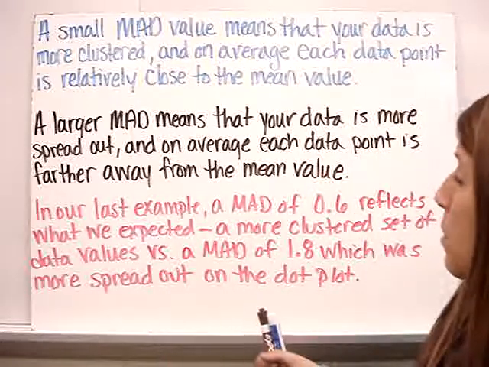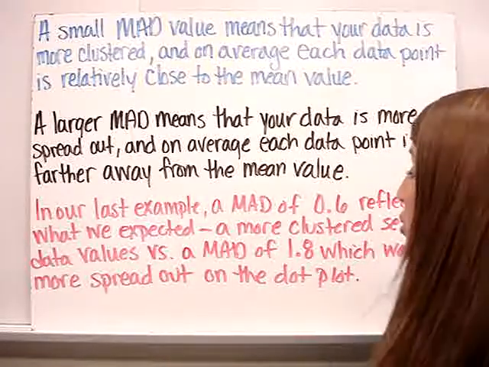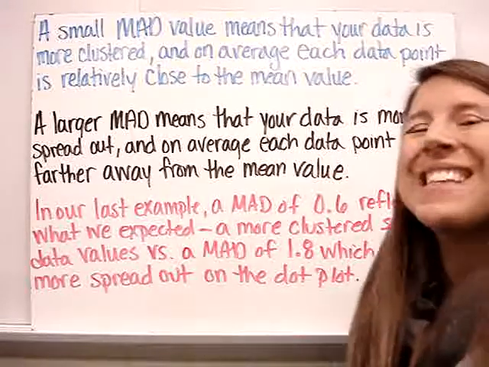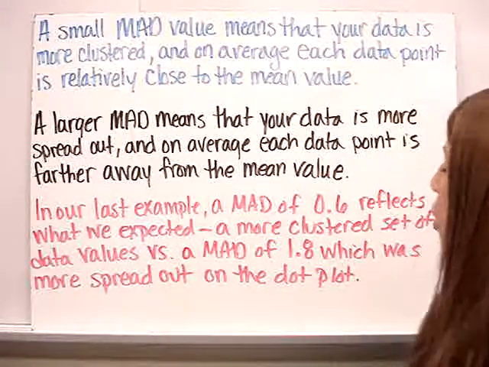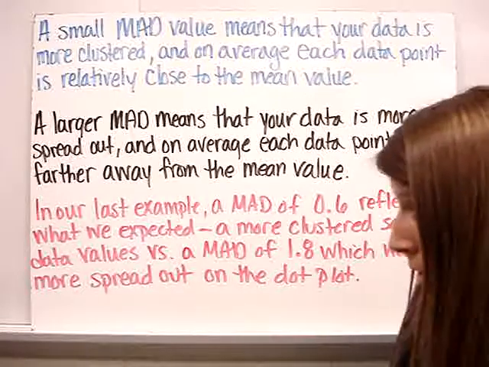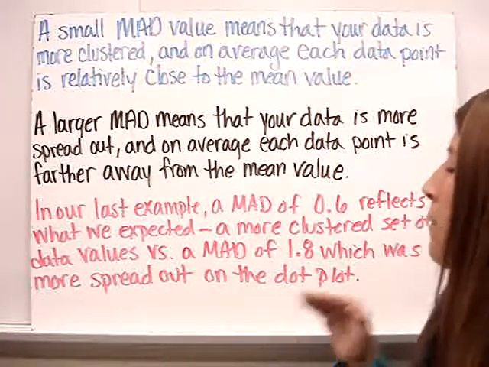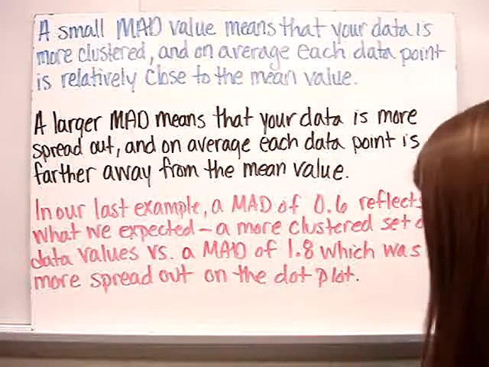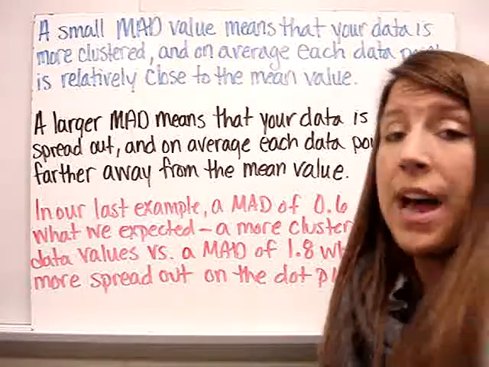In our last example, a mean absolute deviation of 6/10 reflects exactly what we expected, a more clustered set of data values. Whereas a mean absolute deviation of 1.8, 1 8/10, was more spread out on the dot plot.